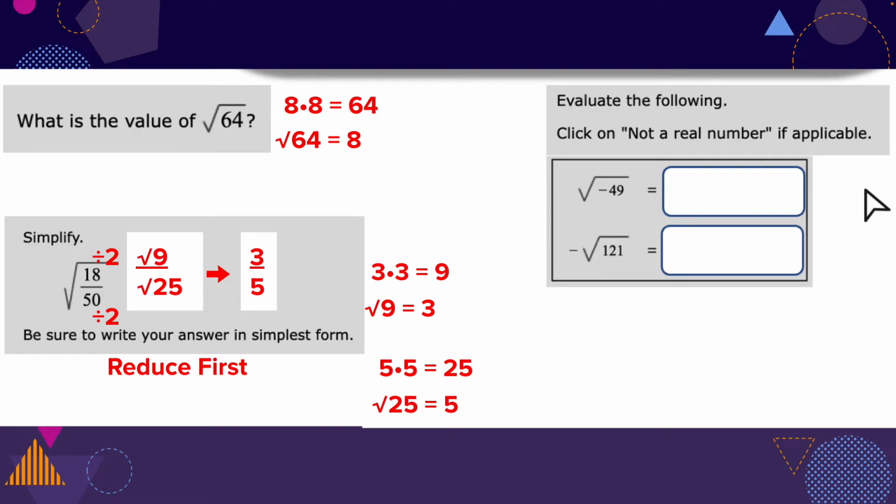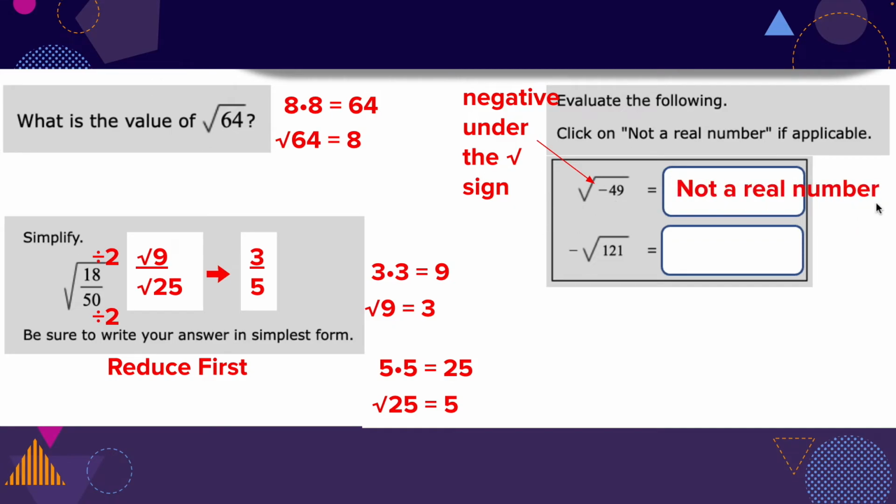So we have a square root of a negative number. So remember, it's negative under the square root sign, so it's immediately not a real number. Because to get 49, I'd either do positive 7 times positive 7 or negative 7 times negative 7. But either way, I would end up with positive 49, not negative. So that's not real.